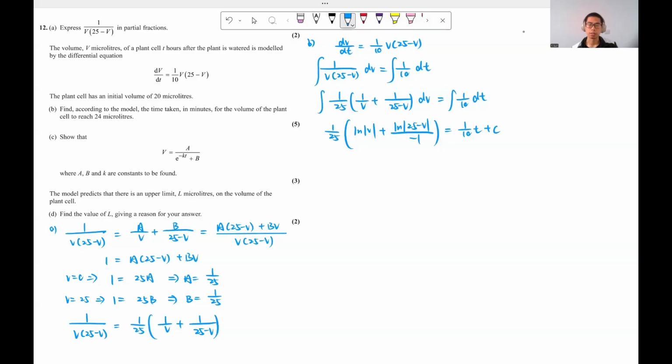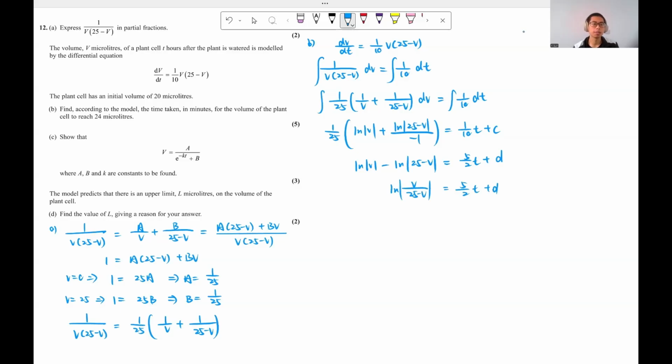So simplify this, that would be ln V minus ln of 25 minus V, and we times 25 for both sides. So 25 times by 1 over 10, that would be 5 over 2. And then c times 1 over 25 is just some other constant. Let me just use d to denote it. And then we can try to combine these two into one logarithm. So that would be ln of V over 25 minus V equal to 5 over 2 t plus d.